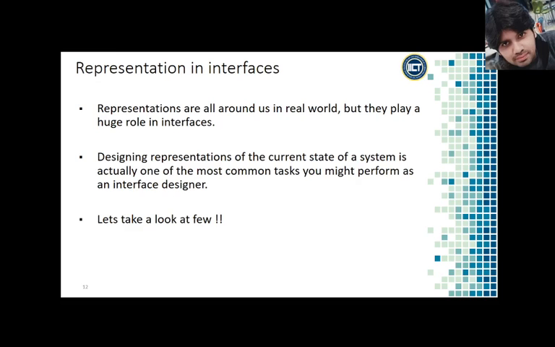So how can we see representation in interfaces? Representations are all around us in the real world, but they play a huge role in interfaces. Designing representations of the current state of a system is actually one of the most common tasks you might perform as an interface designer. So let's take a look at a few.